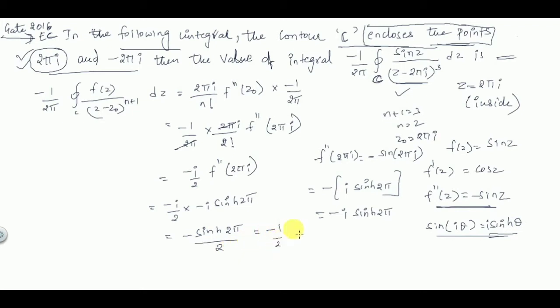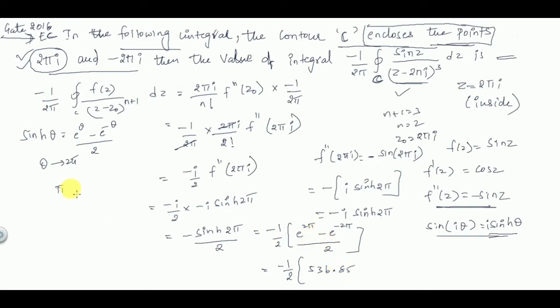What is minus 1 by 2 into sinh 2 pi? It is given by e power 2 pi minus e power minus 2 pi divided by 2. We know that sinh theta is equal to e power theta minus e power minus theta divided by 2. Similarly, sinh of 2 pi, in the place of theta you have 2 pi now, so e power 2 pi minus e power minus 2 pi divided by 2. If you find these values, you'll get e power 2 pi value as 536.85. You just substitute that. We have to take pi value as 22 by 7.